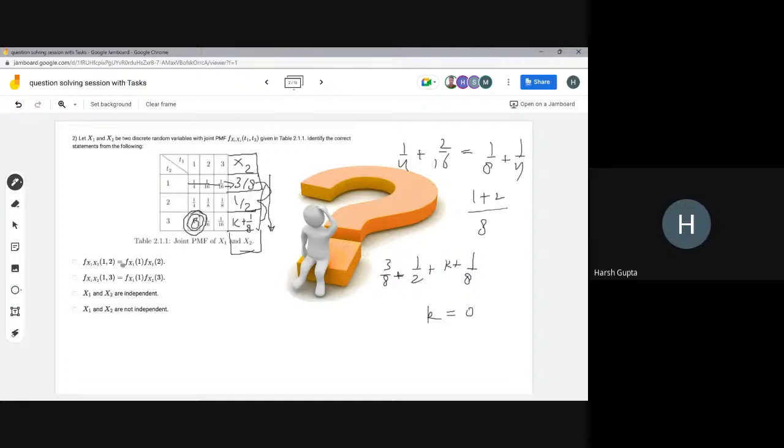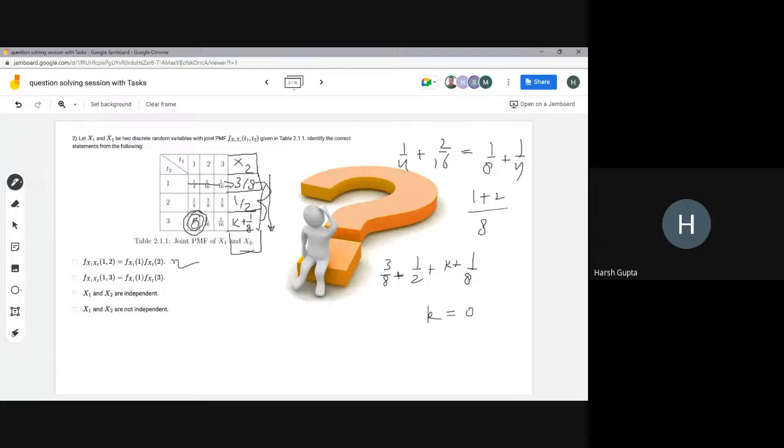So what will be the value of this first option? Can you check whether the first option is correct or not? It's correct, sir. So which means the joint equals the marginals, right? In this particular case, joint equals marginal. We have a theorem which says that joint equals marginal only happens when x and y are independent. So now we find that fX1X2 of (1, 2) equals fX1 of 1 times fX2 of 2. So can we say that x1 and x2 are independent?